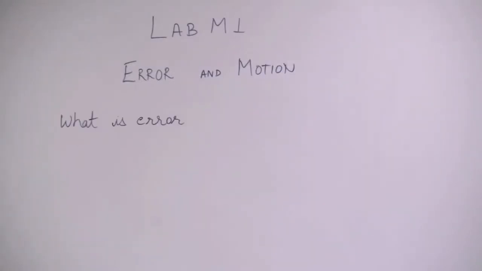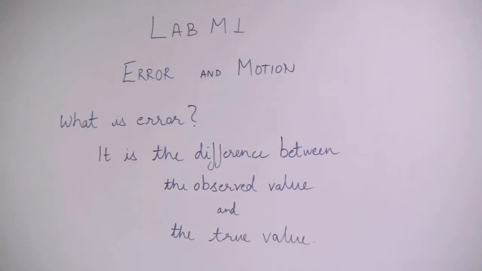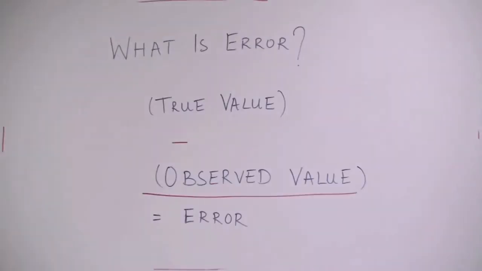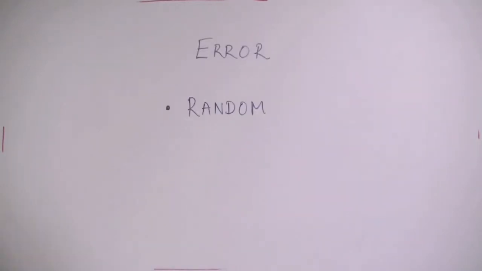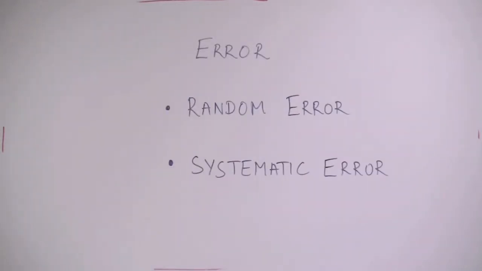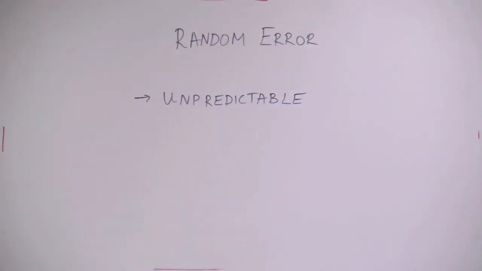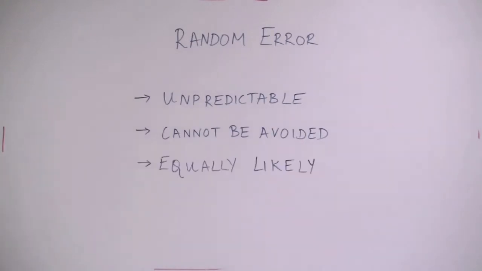What is error? It is the difference between the observed value and the true value. Errors are always present, even with the best of instruments. Error in a measurement can be divided into two parts, random errors and systematic errors. Random errors are unpredictable, they are due to random fluctuations and are statistical in nature. Random errors cannot be avoided and they are equally likely in both the directions.